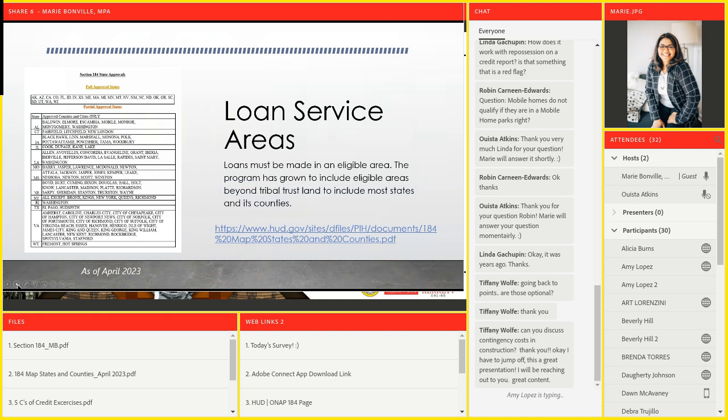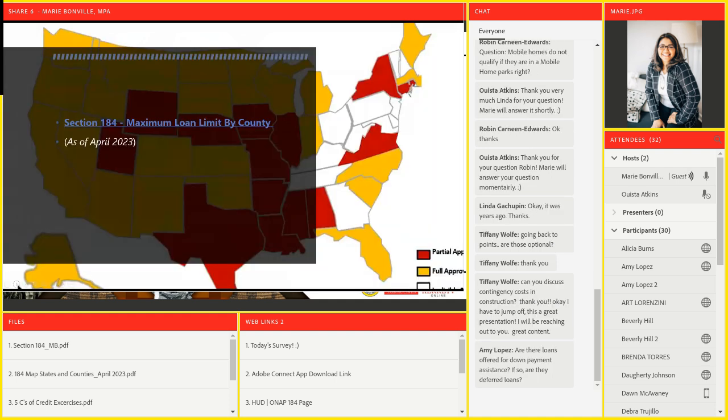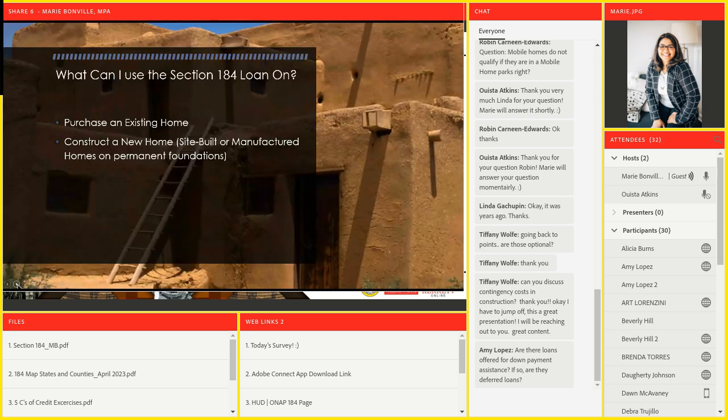I talked about where you can find out who's eligible and where you're eligible. So that's a good thing. Purchasing an existing home: first and foremost, if there's a home on the reservation, or a home you're interested in that's fee simple, those qualify. Construction of a new home could be site built or manufactured, but it has to be on a permanent foundation. So again, going back to that mobile home, that would have to be the case.